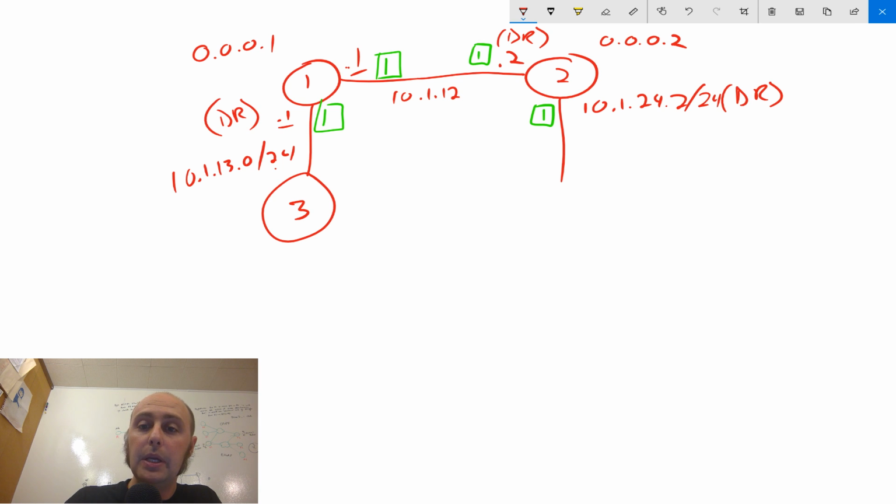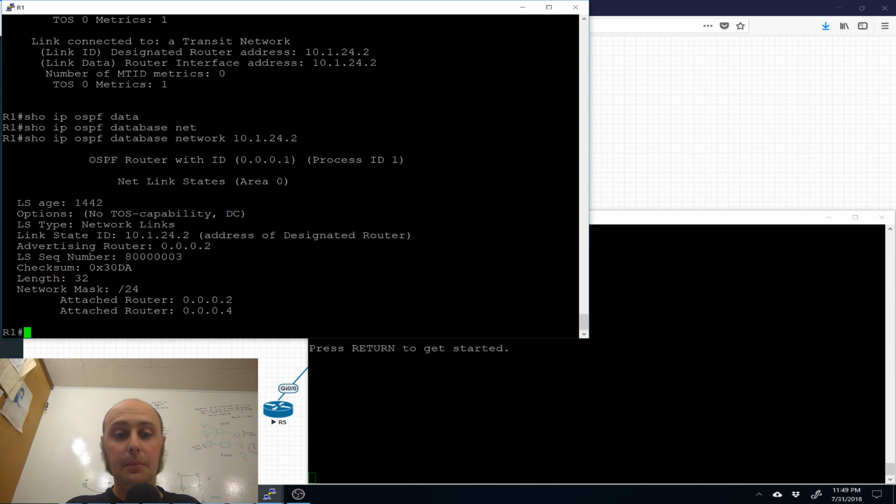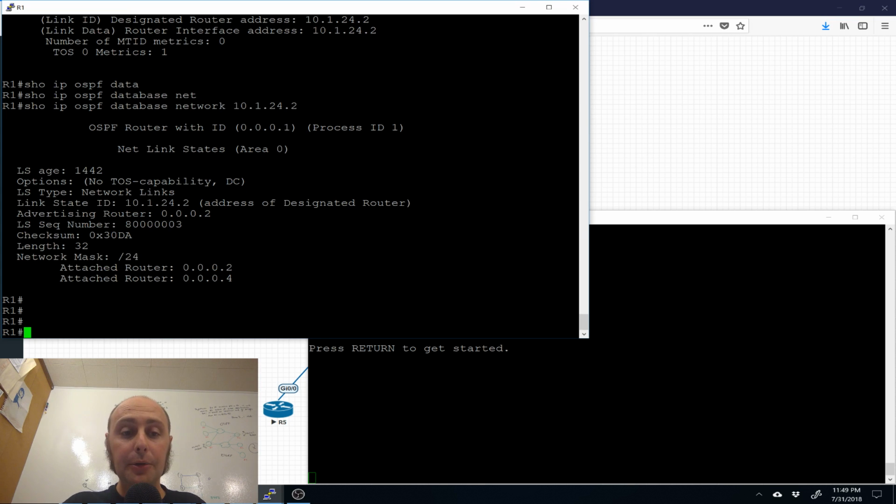Okay, so we know that we have a router here, and I should have done 0004, and that it was a 24-bit mask. Okay, so now what are we going to do? We're going to check the router LSA for this router.